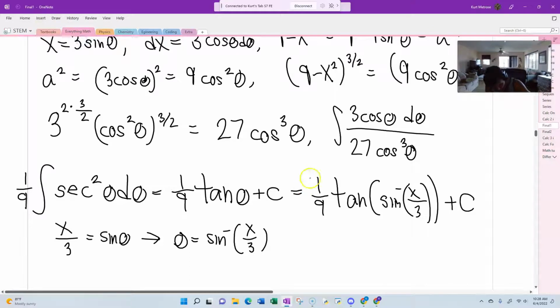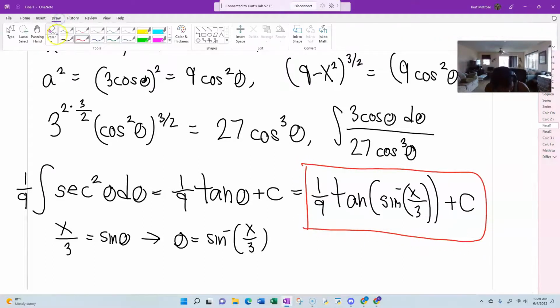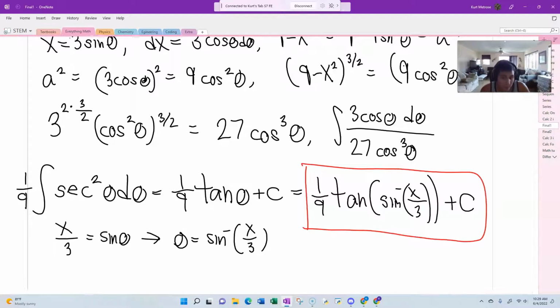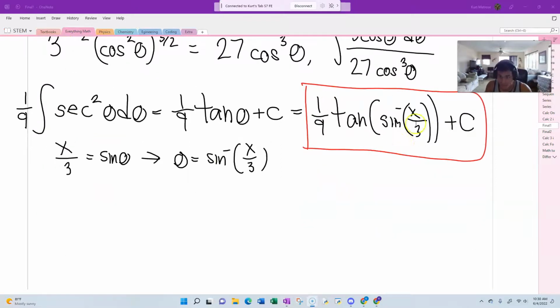And I will box it. And you're like, yes, this is kind of an ugly answer. But it can get better, because we know how to rewrite tan and sine inverse, right? So guys, this is an answer, and you could put this on your test and you should get full credit for it.